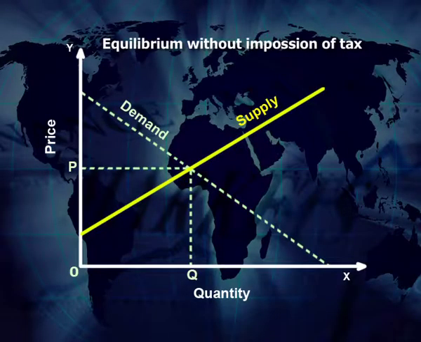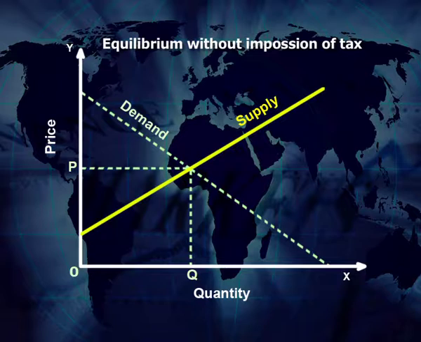In this diagram, we can see that when there is no tax imposition, the consumer is purchasing Q quantity of goods at P price, and E1 is the equilibrium point where the demand and supply curves intersect each other. Now, let us see what happens after tax imposition.